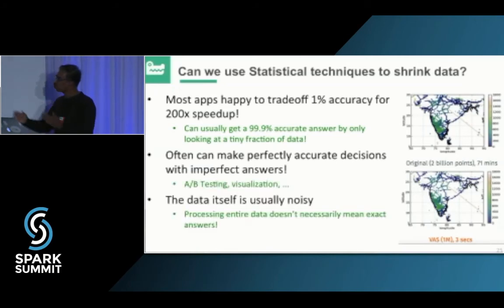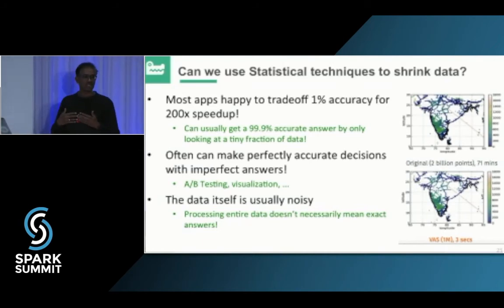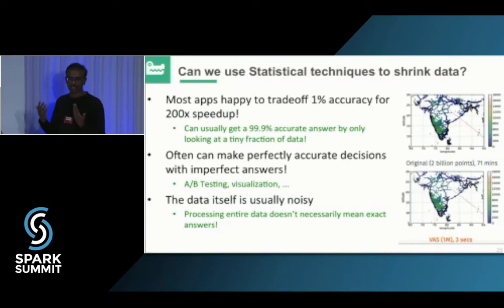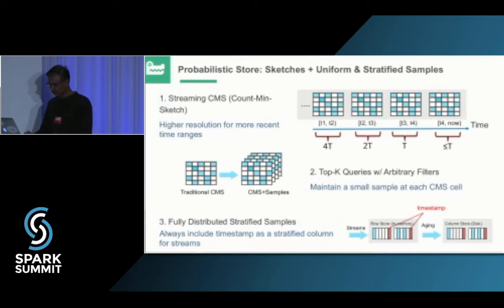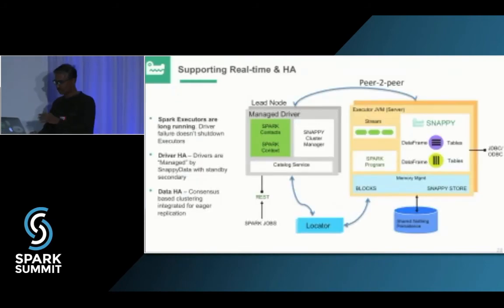And the nice thing is that if you look at the graphic on the right, it shows that if I'm visualizing big data sets, you can't really tell the difference between a 100% correct answer and a 90% correct answer. I'm going to skip the probabilistic details. We support count min sketches to work on time series data. We do stratified sampling, but we support not just static samples, we support dynamic ones. In other words, if I have a stream coming in, I can build a stratified sample over time also. There are a bunch of other optimizations.